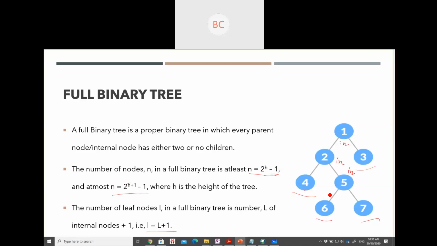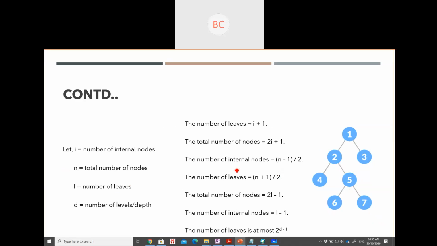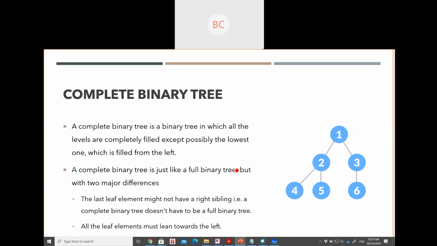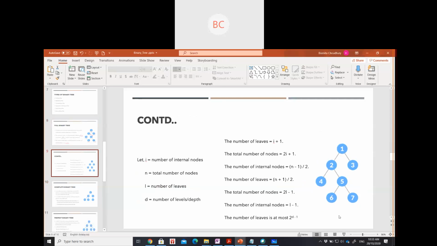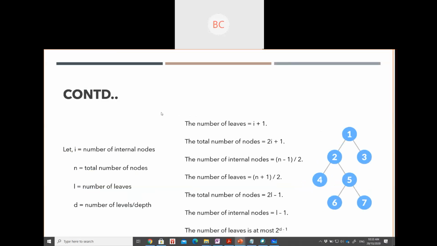So this is a full binary tree, where each node has either 2 or no children. In the slides, I have also given all the formulas. I'll share the slides later because these formulas are very important when you are going to give competitive exams. In those exams, they just give you the number of leaves or nodes and internal nodes or the depth, then you need to calculate the other things.